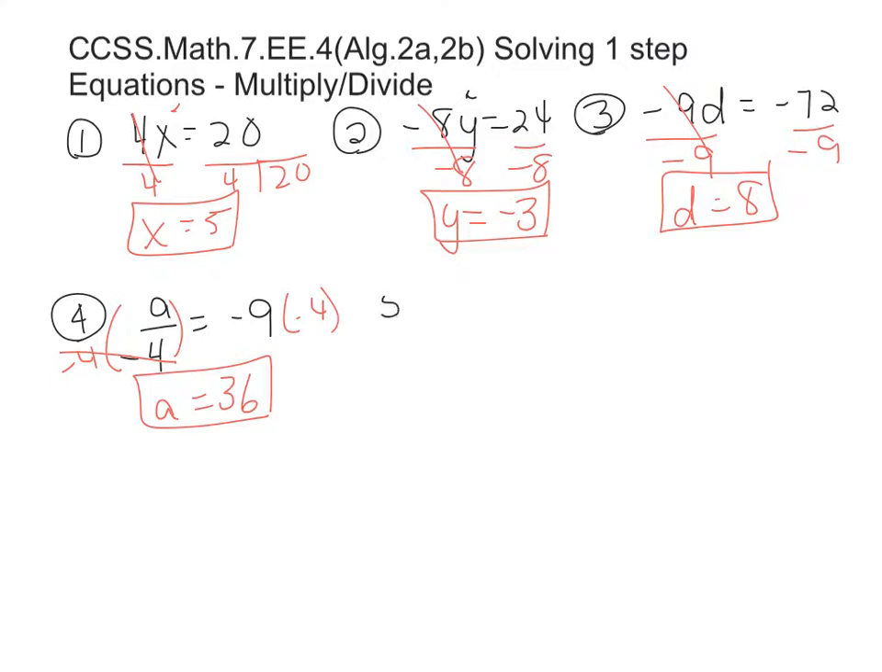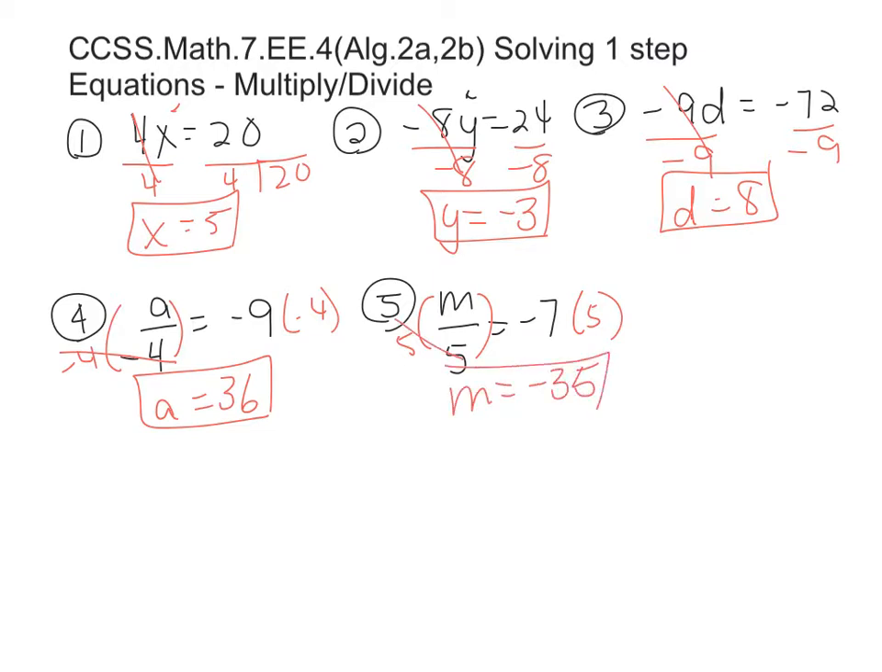The fifth example would be m divided by 5 equals negative 7. So you're dividing by 5, so this time to undo it, you're going to multiply both sides by 5, times 5 here, and times 5 here. And so we get m equals negative 35.